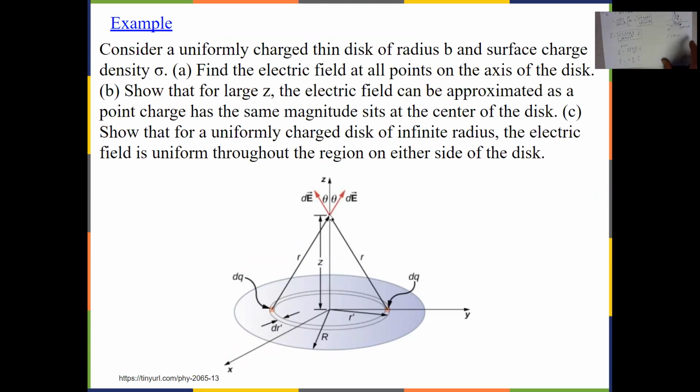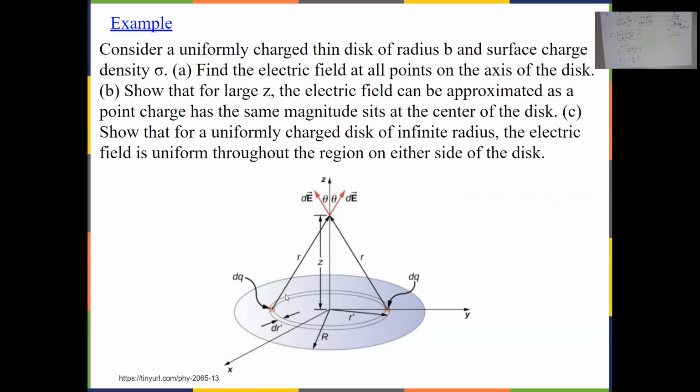Similar to the previous example, you can pick a small, or in this case, you actually take a small ring out of the disk. As r prime is varying, it goes from 0 to the radius R here. So you integrate through from the small ring there, with an increment of dr prime for the ring thickness, and then from r prime equal to 0 outward to the edge of the whole disk. So you are integrating through the whole surface to get that E field.